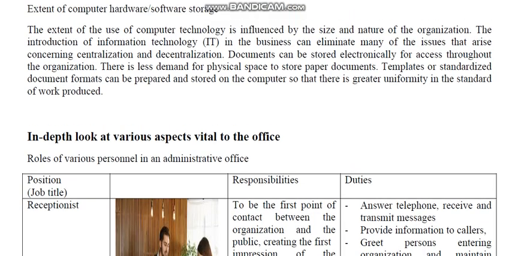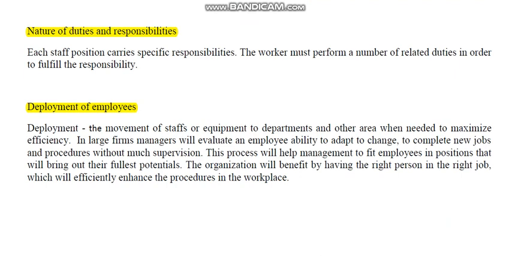The next area we're going to look at is the deployment of employees. Deployment is moving equipment and staff to areas where it will maximize or make them more efficient. So managers will evaluate employees' performance and move them, or equipment, to areas where they can function well.